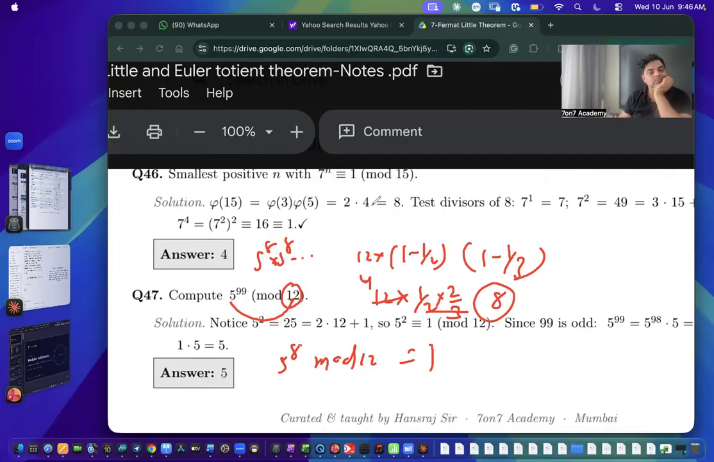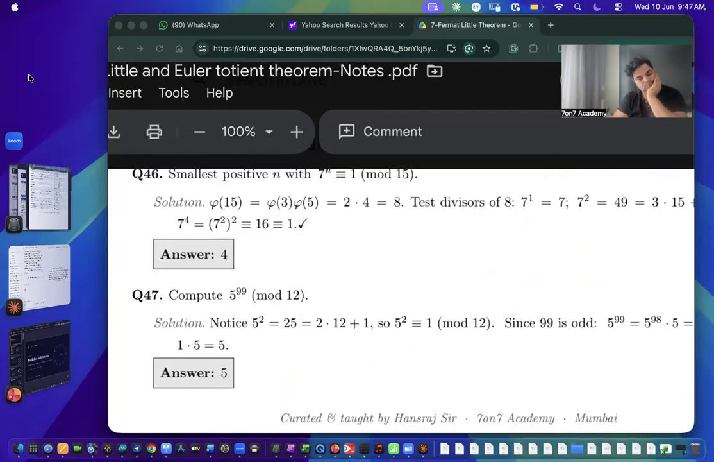Closer to 100, a multiple of 8? Yes, sir, 96. So 3 only remains. So 5 raised to 3 mod 12 we have to do. So 125 mod 12 we have to do. So 120 is, let's say, 5 is the answer.